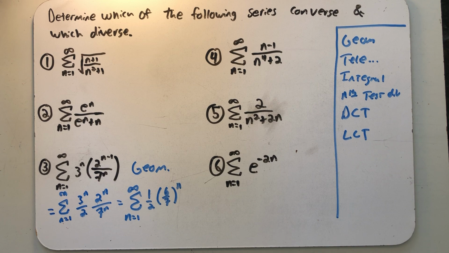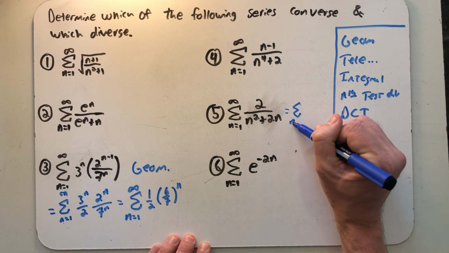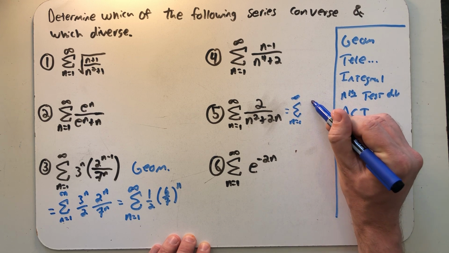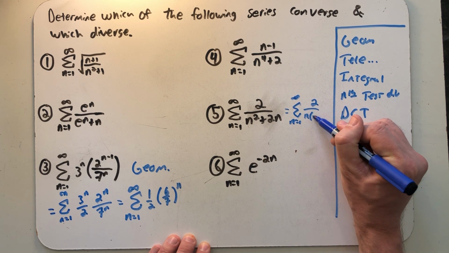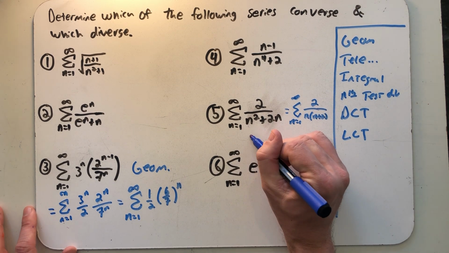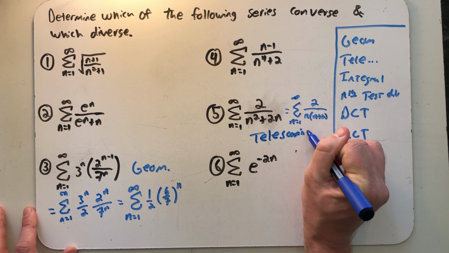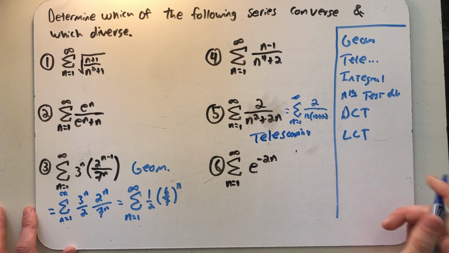Next up, I'm looking for a telescoping sum. And just looking through all of these, that absolutely has to be this one, because I can factor an n out of the bottom, and now this definitely looks like a rational function I can use partial fraction decomposition to learn about. So number 5 here, this is the one I'll evaluate as a telescoping sum. I'll actually be able to find its value.